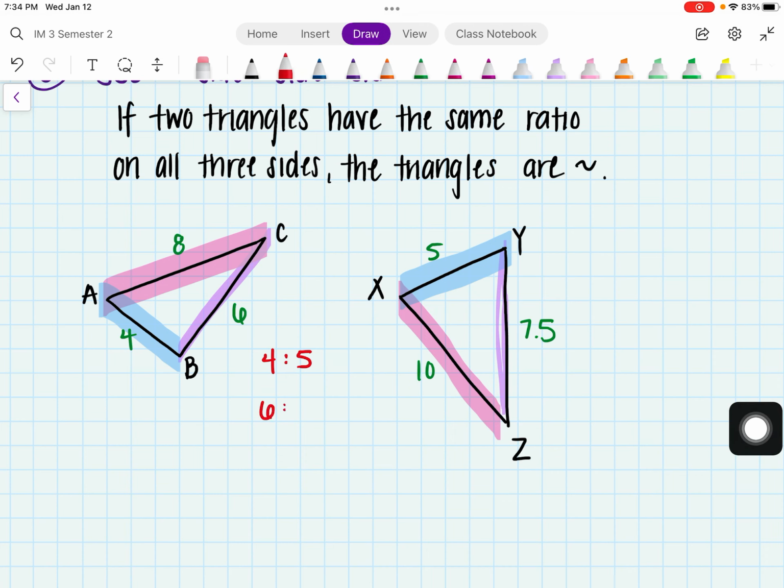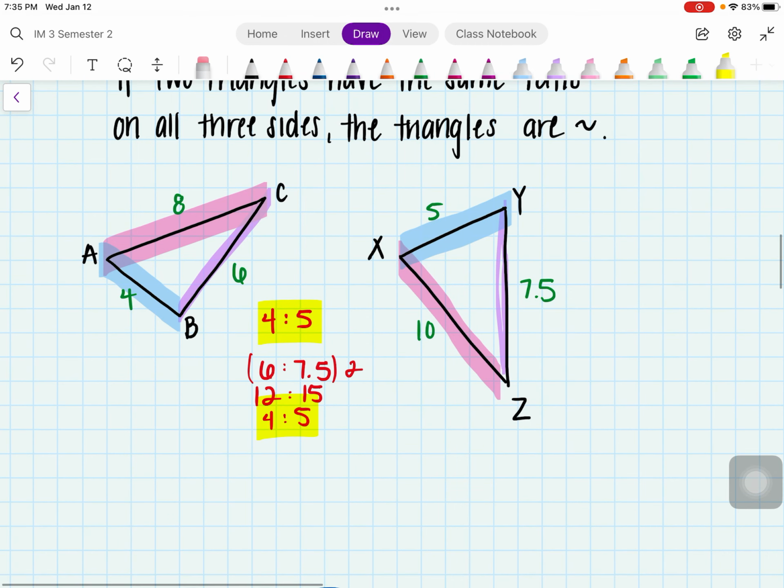Then we move on to the purple, which is the YZ and the BC. So that is 6 and 7.5. And in this case, guys, we could actually manipulate this one to prove that it's going to be 4:5. Let's say we multiply both of these by 2. That's 12 and 15. We can simplify 12 and 15 by 3 to give us a 4:5 ratio. Once again, same ratio there.